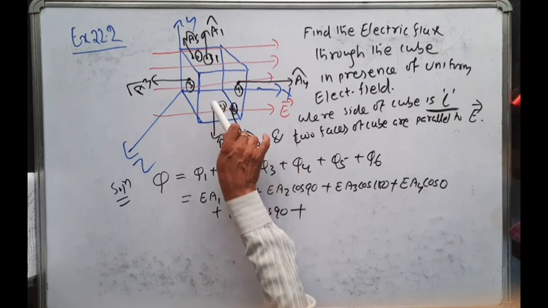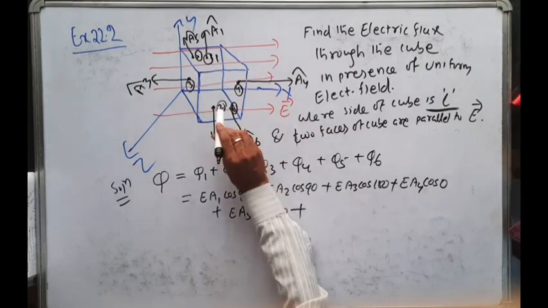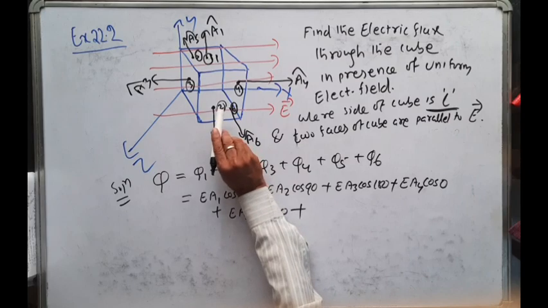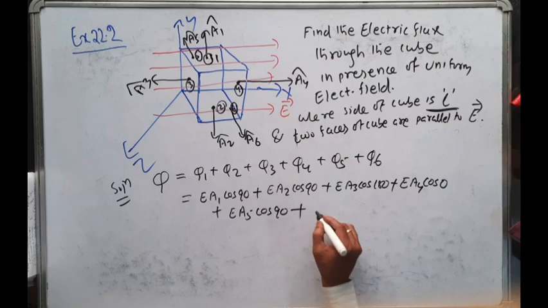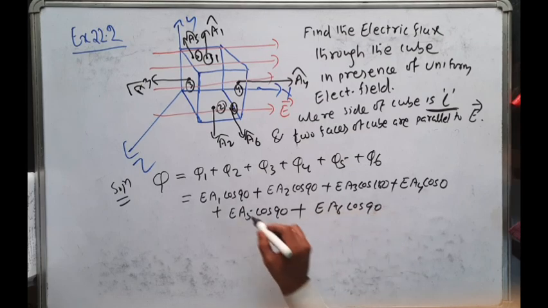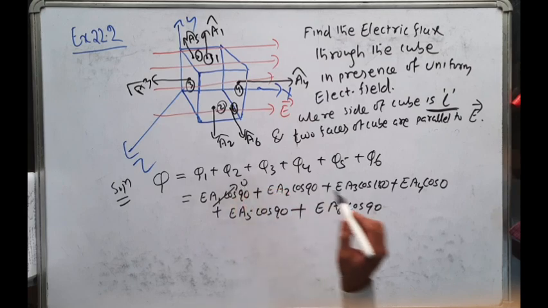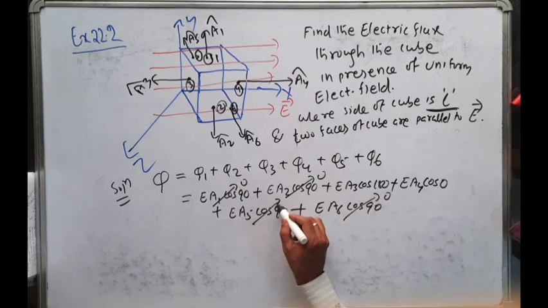Similarly for the sixth surface, the front side, the area vector is perpendicular to the surface and the electric field is horizontal. So again the angle is 90 degrees. So this is cos 90, 0. This is cos 90, 0. This is cos 90, 0. This is cos 90, 0.